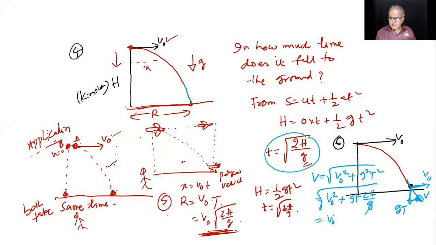So V0 square plus 2gh. And Sriram says this we can get from energy conservation also. We will definitely.